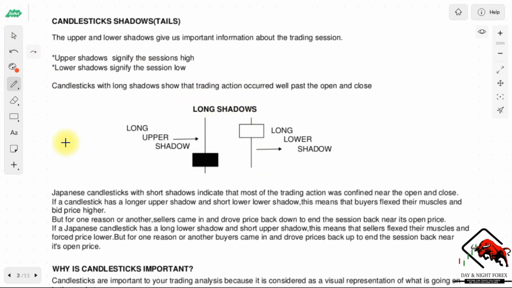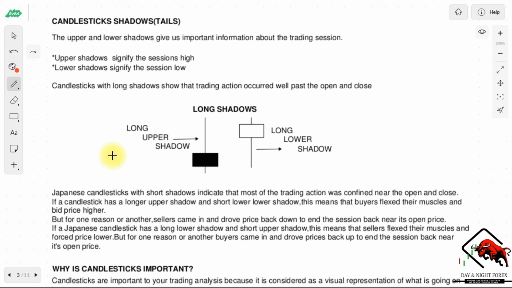Candlesticks with longer shadows show that the trading action, so the price, has been pushed way past the open and the close of these candlesticks. That's why we have such long shadows right there. But Japanese candlesticks with short shadows indicate that most of the trading action was confined near the open and the close. As you can see right here, they're very close to the close of this candlestick and very close to the open. That just means the action was around that price, where the market opened and where the market closed. Remember, these candlesticks can be on any of the time frames, so it just means in that specific time frame at that specific time.